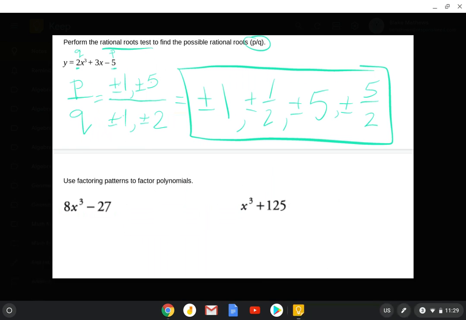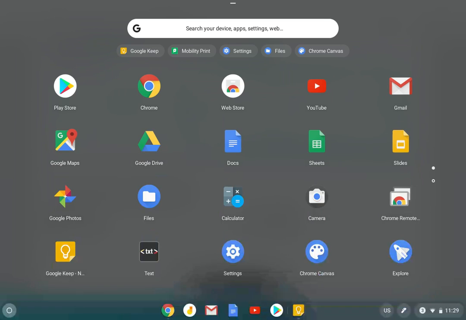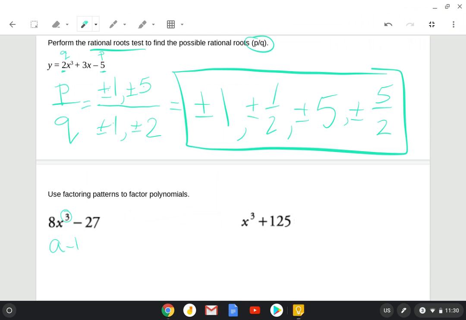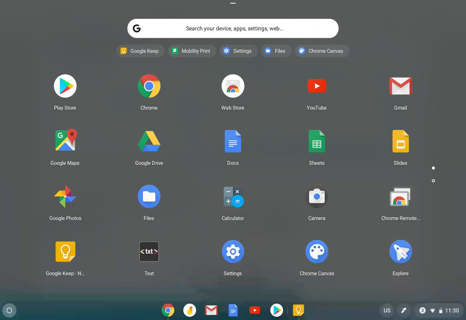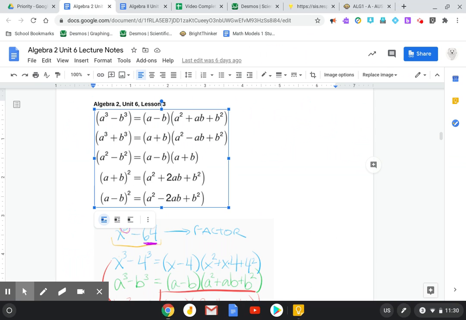We have 8x to the third minus 27. So we need to recognize this is a difference, and it is particularly a difference of cubes because we have this 3 right here. It tells us it's a difference of cubes. So if I run over here, I see that difference of cubes is a minus b, a squared plus ab plus b squared. So we want to copy this down over here. A minus b, a squared plus ab plus b squared. Make sure I got that right. Plus a b, yep, plus.